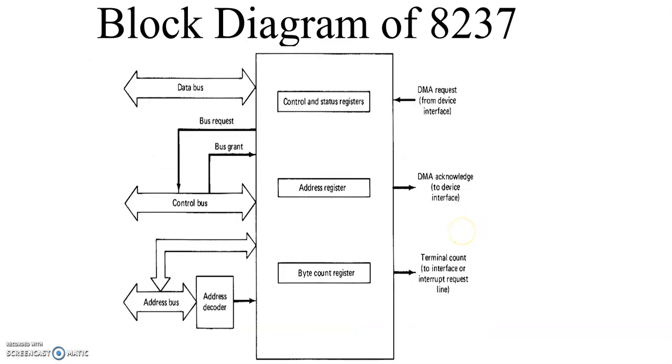Next, this one shows the block diagram of 8237. It has a control and status register. Then, to transfer the data between two memories, it needs the address register. Then the number of counts, that is, how many bytes of data have to be transferred. This one has a counter register, a byte counter register.